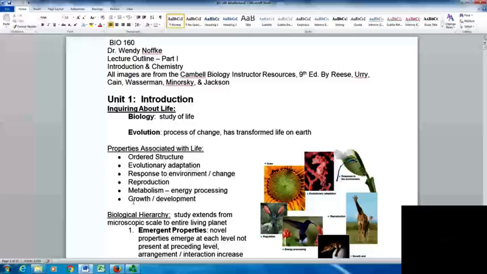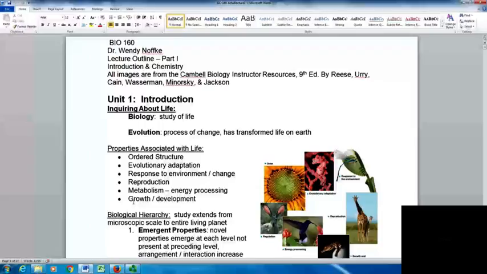So this first chapter, we look at what is life. It's an introduction. Biology is the study of life, and the way this book is going to present the information is looking at it through the eyes of evolution. How is life transformed on Earth over time? Since when you're looking at things that are alive, we don't have any magic ingredient that makes things alive.